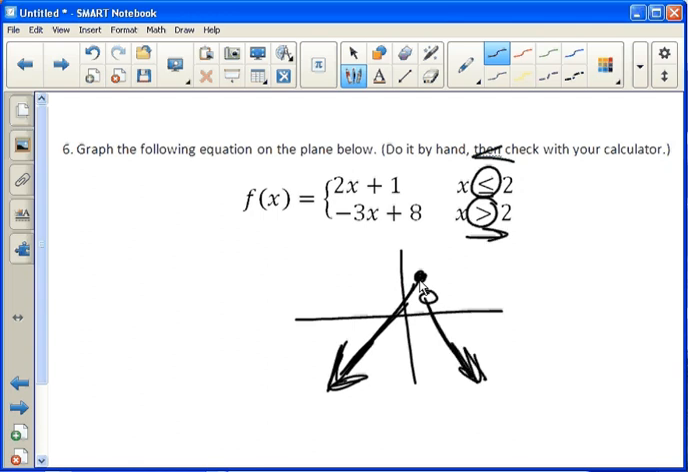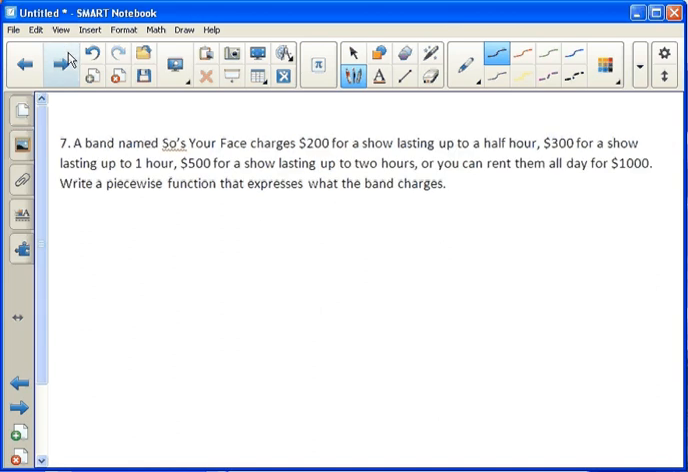Number 7, a band named So's Your Face charges $200 for a show lasting up to a half an hour, $300 for a show lasting up to 1 hour, $500 for a show lasting up to 2 hours, or you can rent them all day for $1,000. Write a piecewise function that expresses what the band charges.